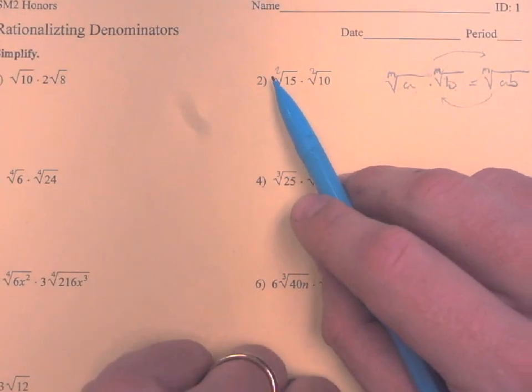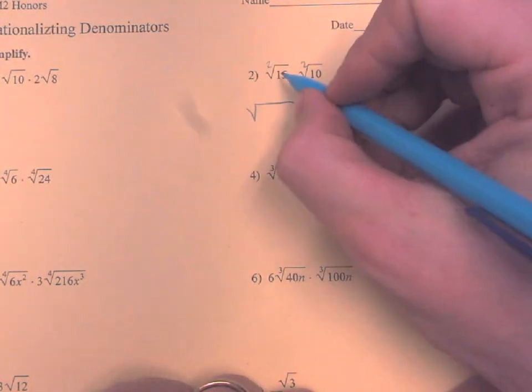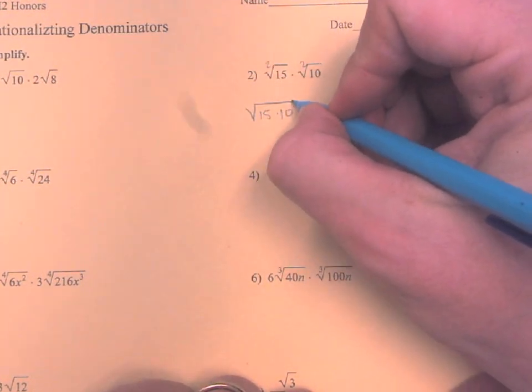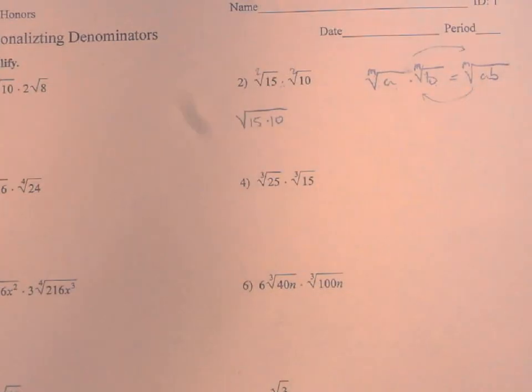Since these have the same index number, we are going to put the two radicands under the same root, and we're going to multiply them. This only works with multiplication when we're multiplying roots. It doesn't work the same way with addition. Now you could say that 15 times 10 is 150. It's true, and you could write it as 150 if you want, and that would be correct, but that's actually not going to get us to where we want to go. We want to simplify this as much as possible.